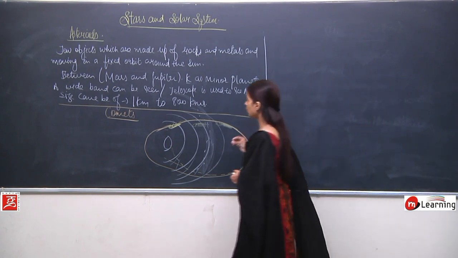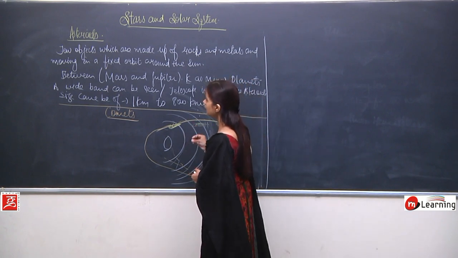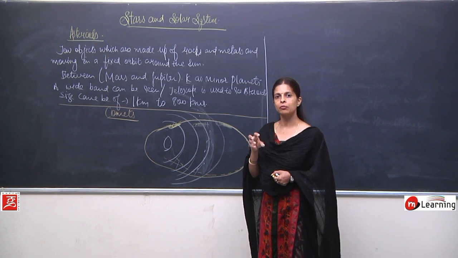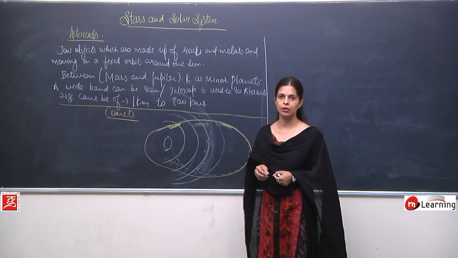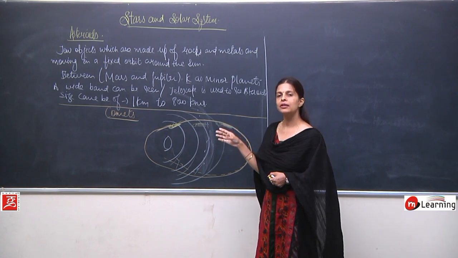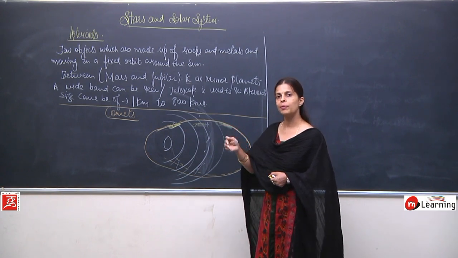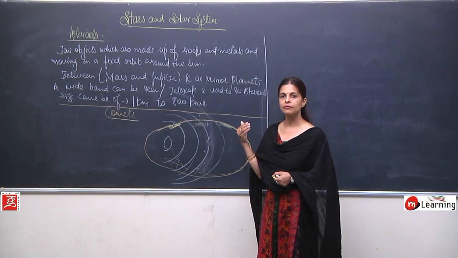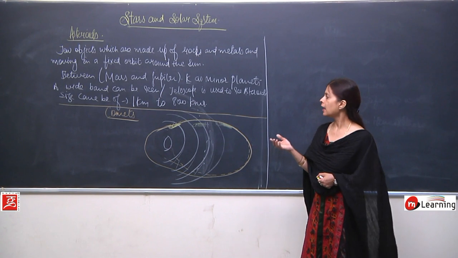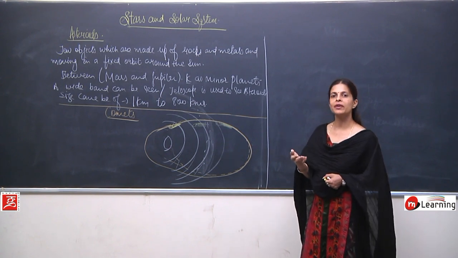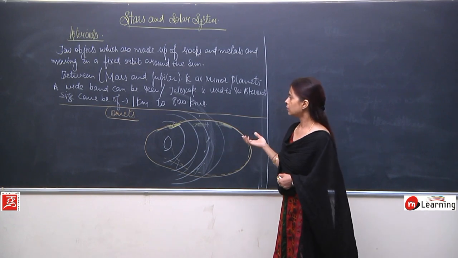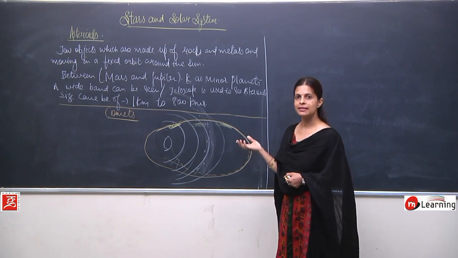So we are talking about the comets, and these comets are objects which are moving very fast with very high velocity. They have a tail and a body. The tail is always in the opposite direction of the sun. The tail is made up of dust particles and gases, and it shines. It becomes very bright when it passes near the sun. Now it appears always in 76 years.